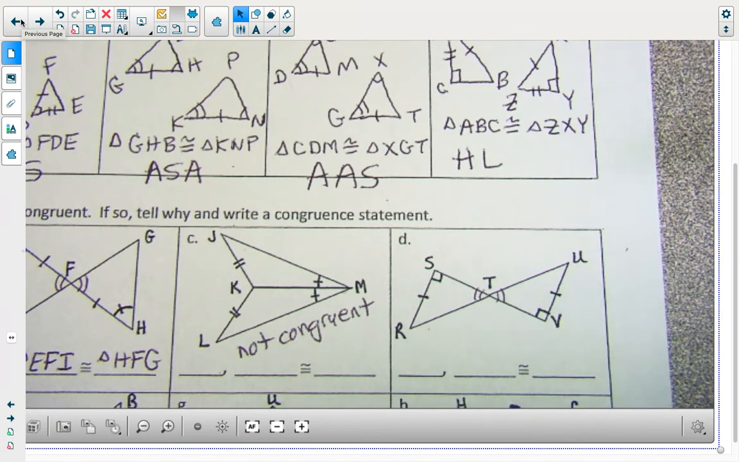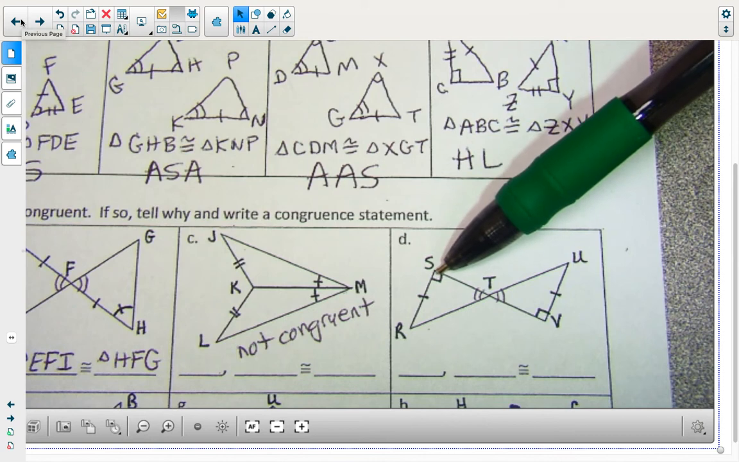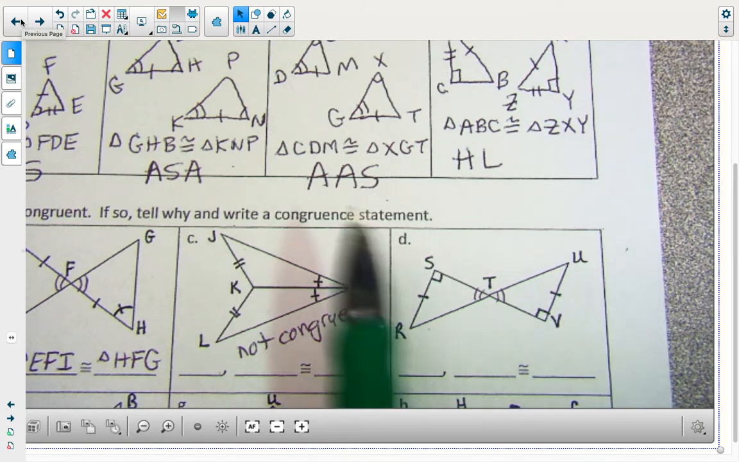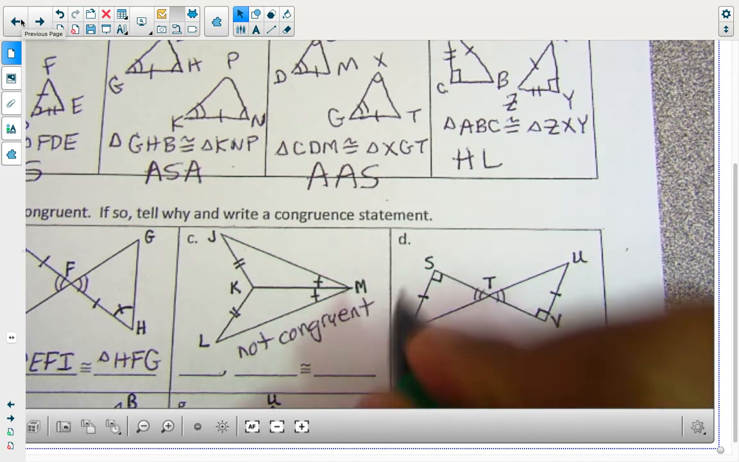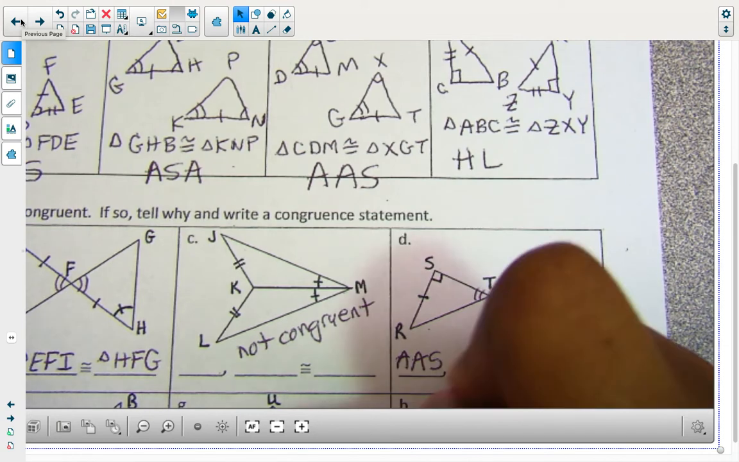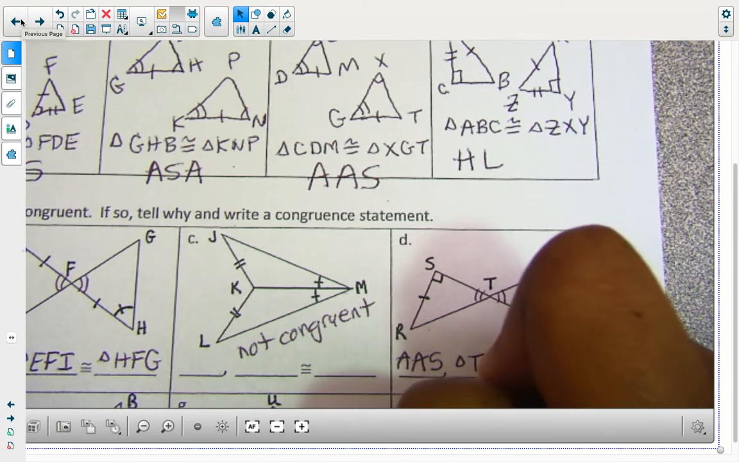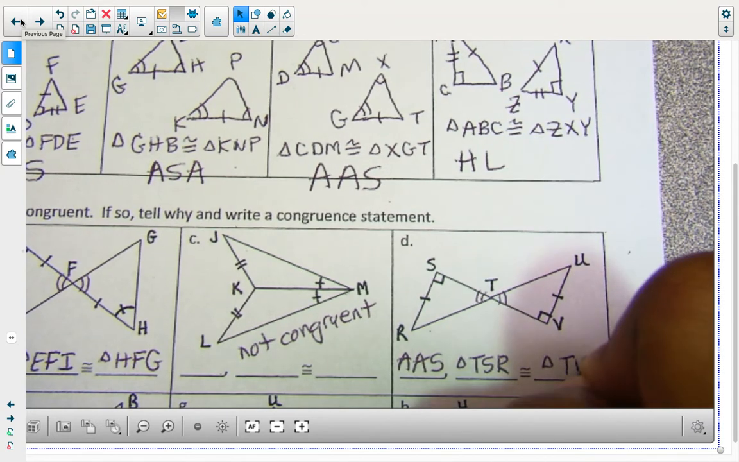So if I'm looking at my congruency theorems, there's an angle, and there's a side. So right up here, what we just wrote down, this one is angle, angle, side. So these are congruent by angle, angle, side. So this is triangle TSR. It's congruent to triangle TVU.